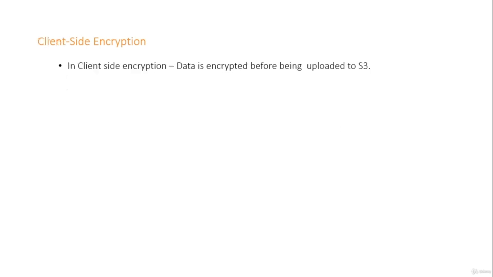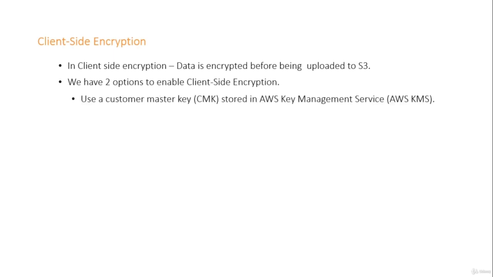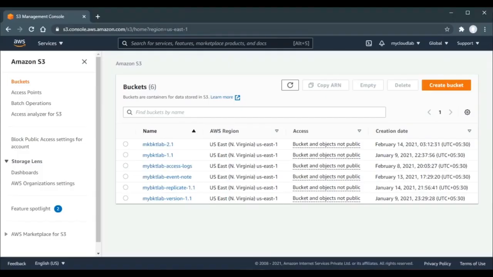Let's see client-side encryption. Client-side encryption is the act of encrypting data before sending it to Amazon S3. To enable client-side encryption, we have two options available. One is to use a master key stored in AWS Key Management Service. And the second is to use a master key that is stored within your application. And that's the end of this lecture, and see you in the next.